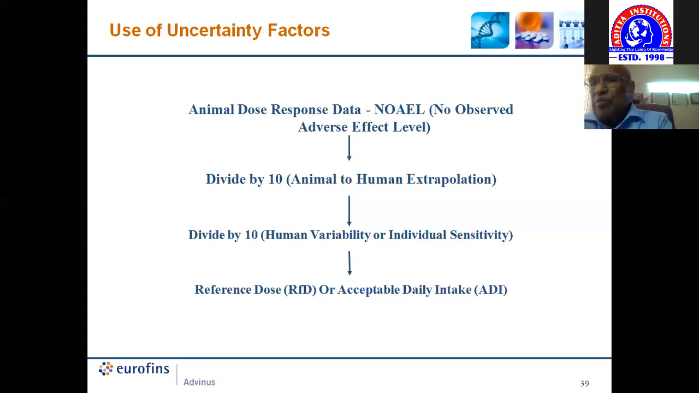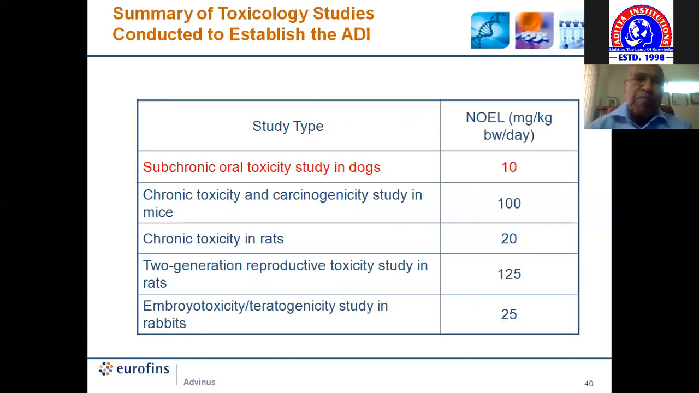This is the dose that should be administered to humans, or that should be safe to humans in the case of patients. Now that dose is called the reference dose or acceptable daily intake. Next slide, please. Okay, this slide shows you in a numerical way how we arrive at it.